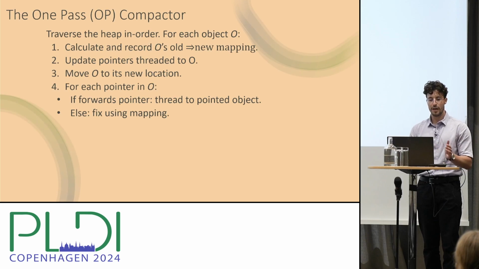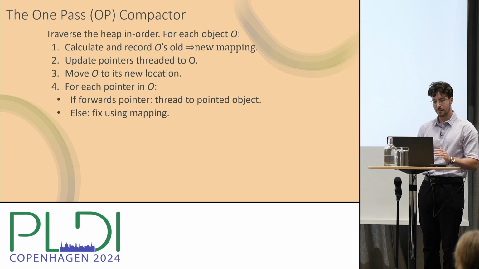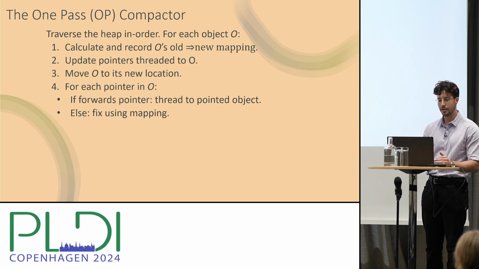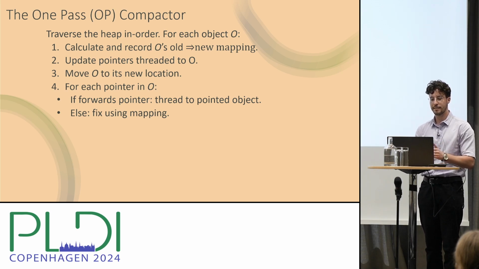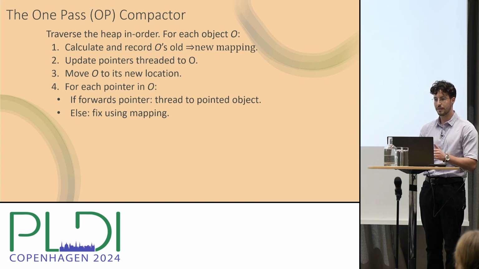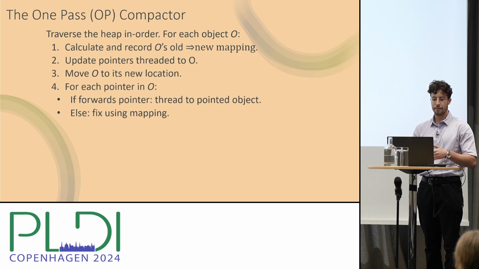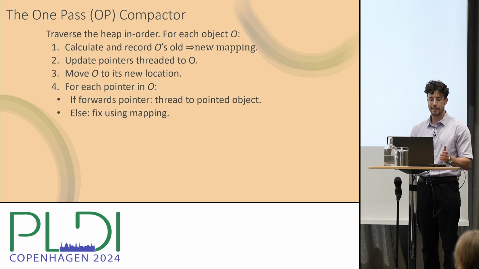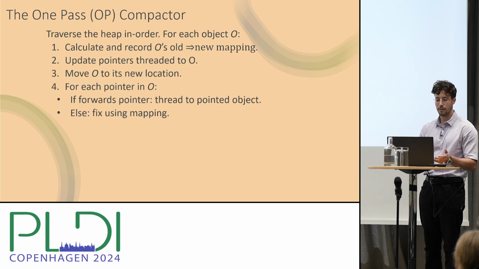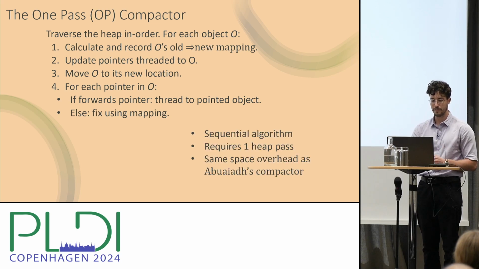And this leads us to the one-pass compactor in its sequential form. The algorithm is quite simple. What we need to do is to traverse the heap in order, and then for every object we reach, we start by calculating its old to new address mapping and record it. Then we update all pointers that have been threaded to it. We move it to its new location. And for each pointer in it, based on the direction into which this pointer points, we fix it with the relevant method, which is either threading for a forwards pointer or address mapping for a backwards pointer.